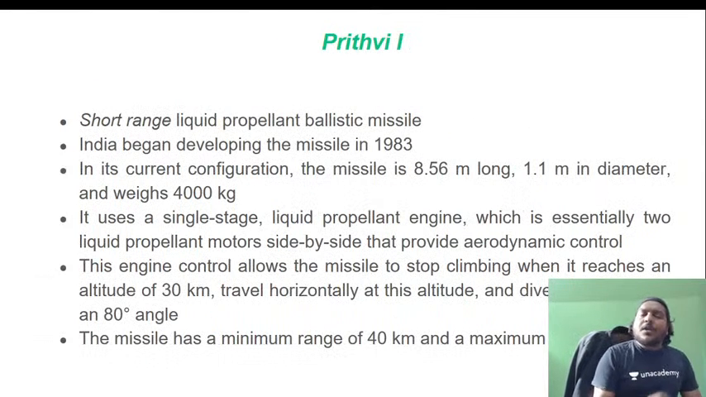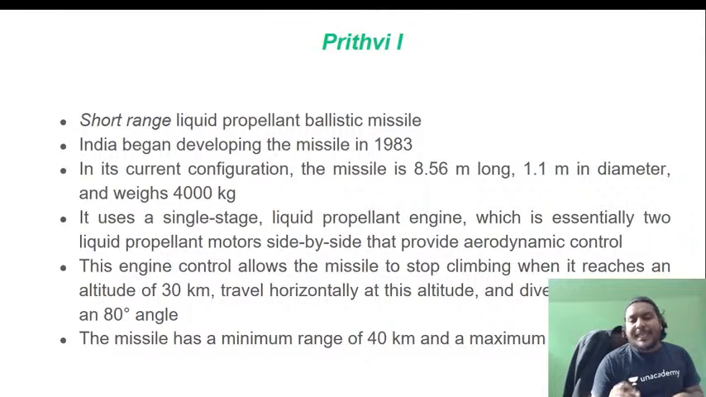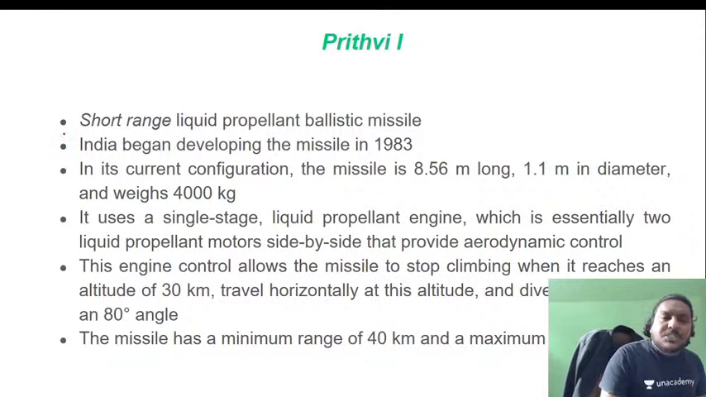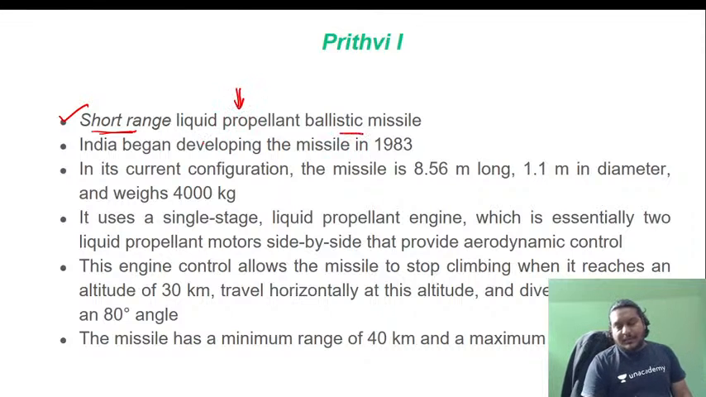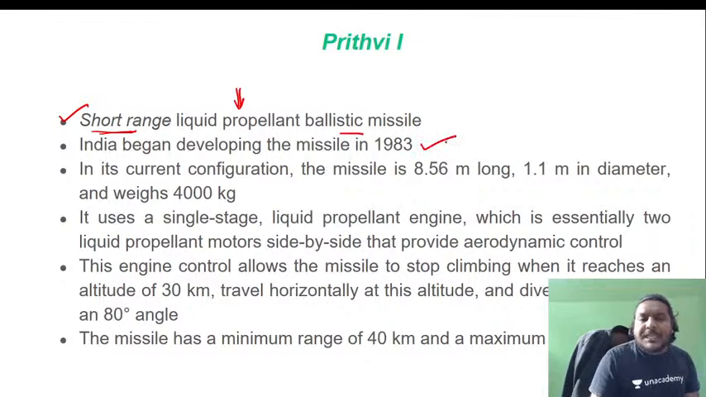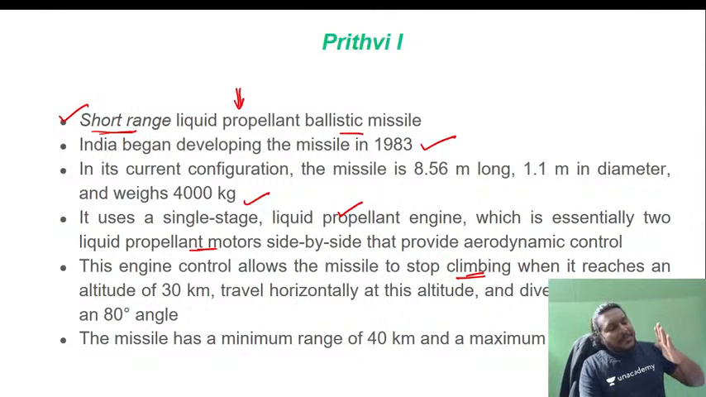I'll try to focus on important points only. You don't have to know the length, the weight and all. I will just tell you the major things. Prithvi 1 is a short range liquid propulsion ballistic missile. Please do note that. India started development in 1983. It has a single stage liquid propulsion engine and it has two motors side by side. It allows the missile to stop climbing when it reaches an altitude of up to 30 kilometers.